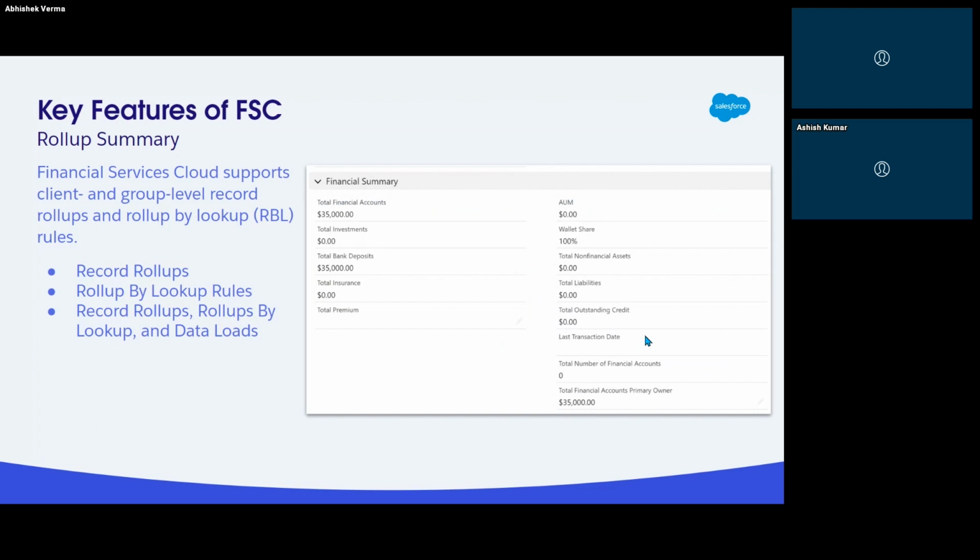Another feature is the roll-up summary. We know about master-detail, right? In master-detail, you can create a roll-up summary, but in a lookup relationship, you can't create a roll-up summary. But here in FSC, you can create roll-up records by lookups. What is the advantage of that? Because the FSC data model is very complicated. Everything cannot be set up in a master-detail relationship. Let's say I have my father, I have my mother, and their data can also be consolidated into Financial Service Cloud.